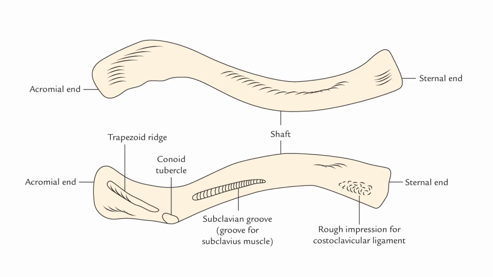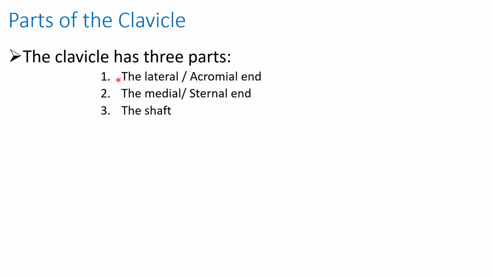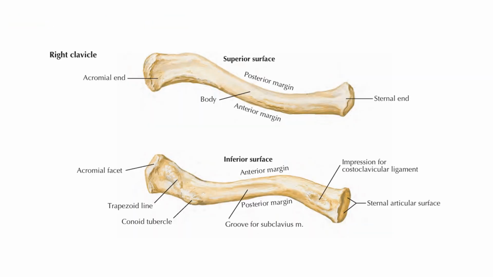So this diagram basically just shows us the peculiar features. Then it is the first bone to start ossification and the last bone to complete ossification. Then we have parts of the clavicle. So the clavicle has three parts. We have the lateral or the acromial end. Then we have the medial or the sternal end. Then we have the shaft. The shaft is the body.